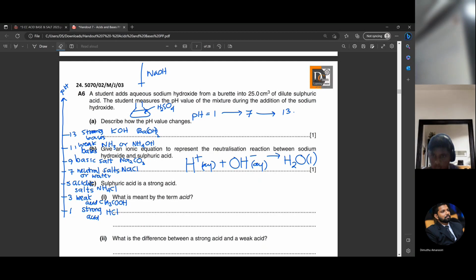What is meant by the term acid? A substance which gives, or you can say donates, hydrogen ion.